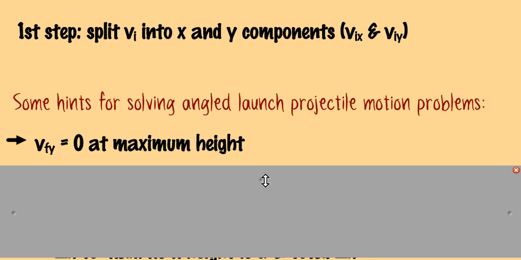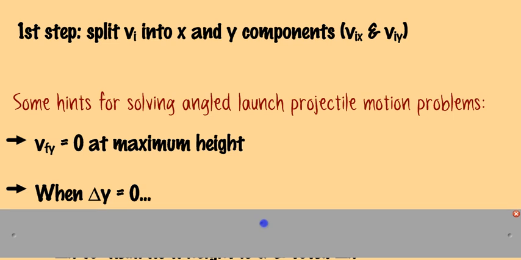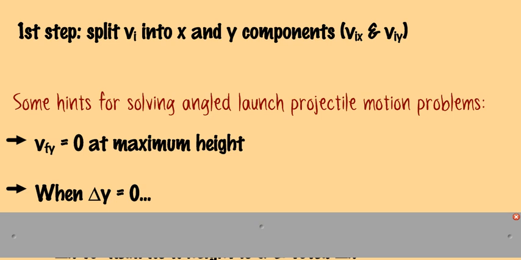The other hints refer to a situation where delta y is 0. In other words, an object begins and ends at the same height. Some real-life examples of this include a football being kicked to a goal, a golf ball being hit across a level green, or someone simply throwing something up in the air and catching it at the same height.